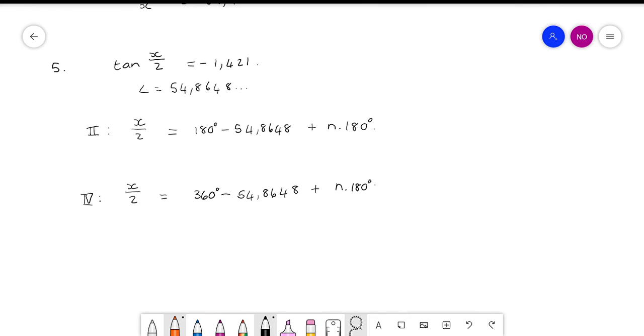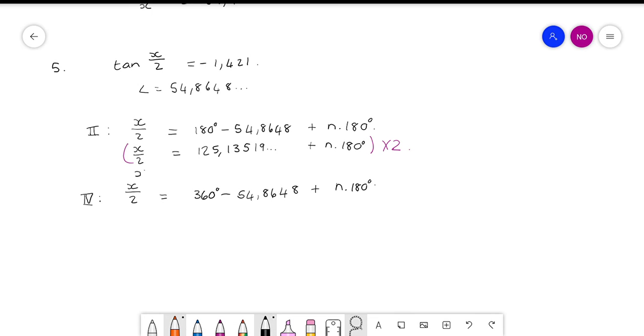Okay. I'm going to simplify it first before I talk about that one. So I have x over 2 is equal to 125,13519 plus n times 180. And this I'm going to times by 2. Because remember to get rid of a divide by 2, you times by 2. So I'm going to multiply each term by 2 this time.